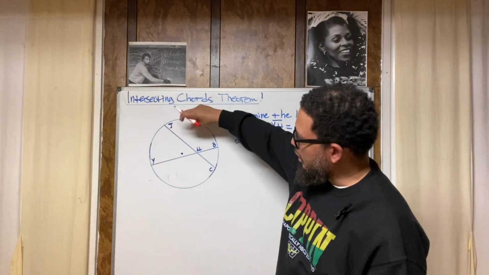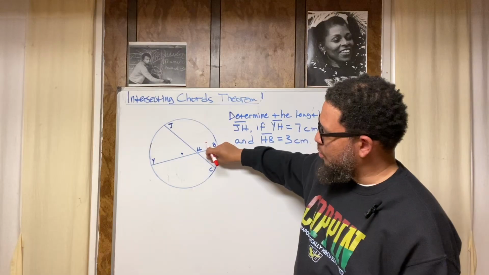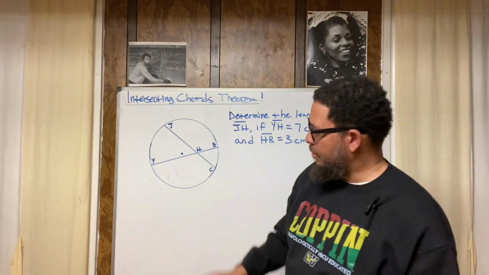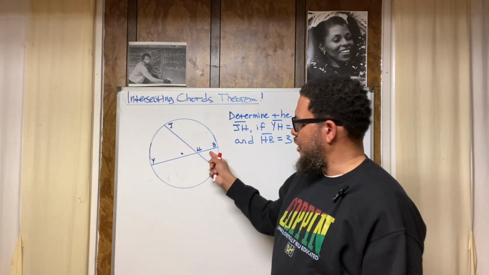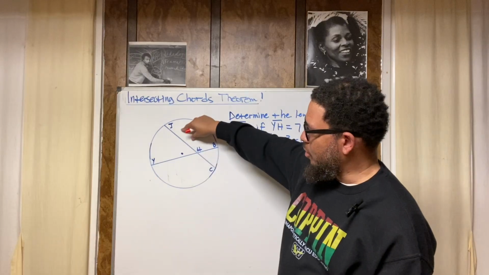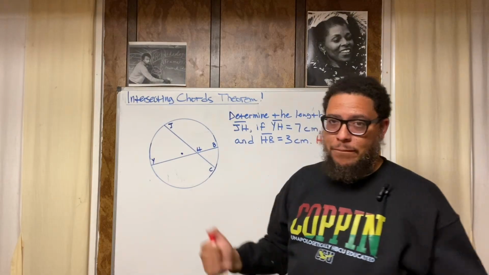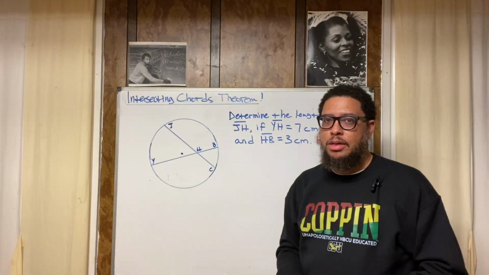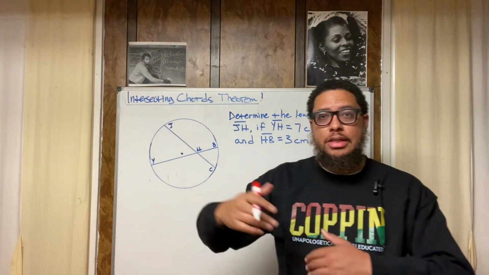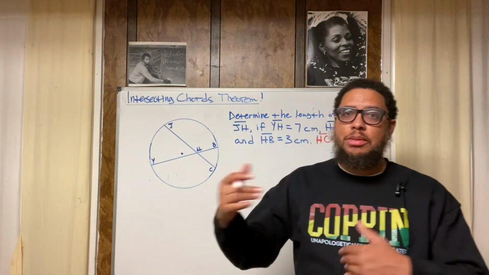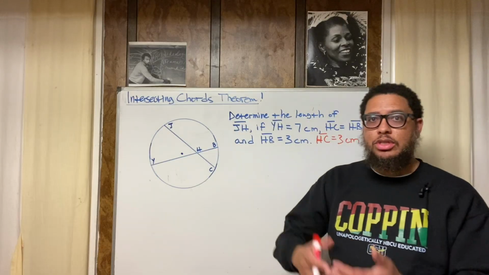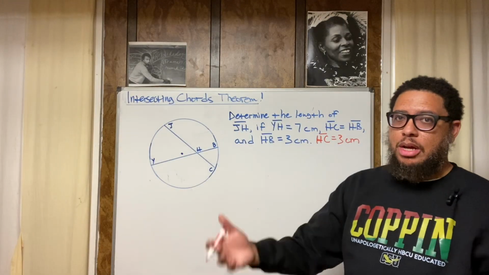All right. So basically, this part times this part is equal to this part times that part. Again, this part times this part is equal to this part times that part. That's the intersecting chords theorem. And if you know that theorem, then you can set up an equation. Once you set up the equation, we use algebra to solve for what we're looking for, and then we come up with an answer.